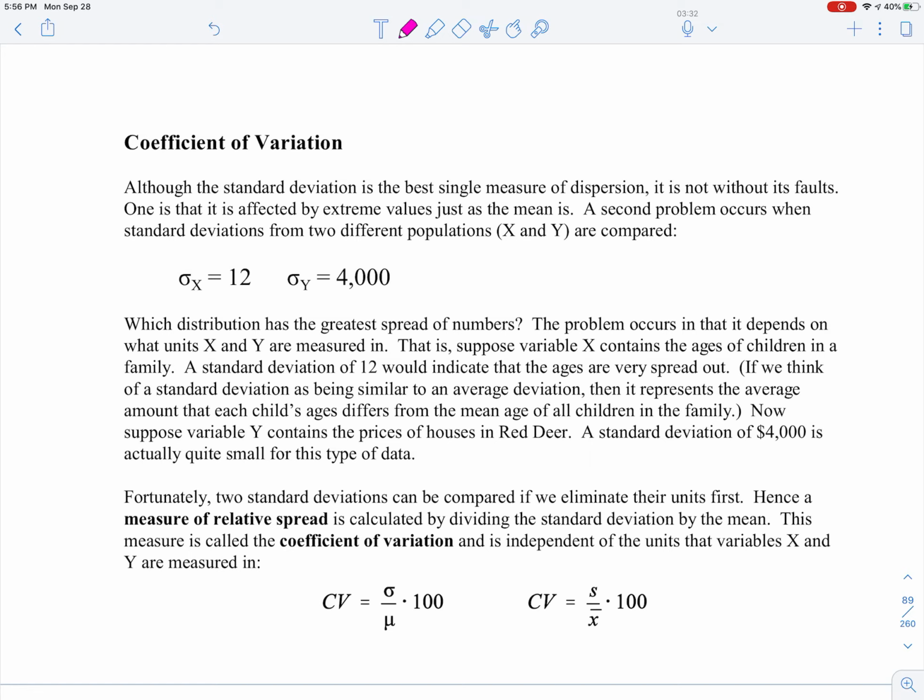Remember that a standard deviation is similar to an average deviation, an average of absolute values, where it's the average amount that a value differs from the mean. So if we were talking about a standard deviation of 12 as ages of kids in a family, that's saying that every kid differs from the mean by about 12 years. That's a huge spread. And you're not going to find standard deviations that big unless you've got two kids and they're born a lot of years apart.